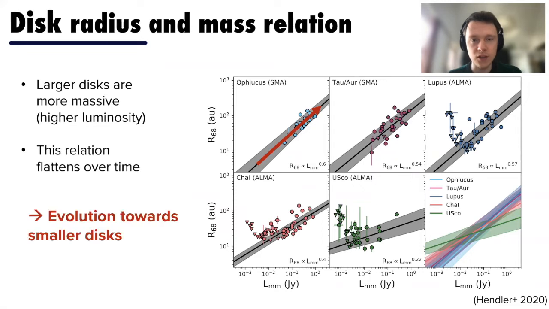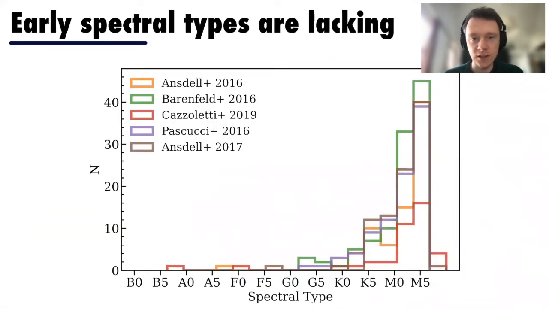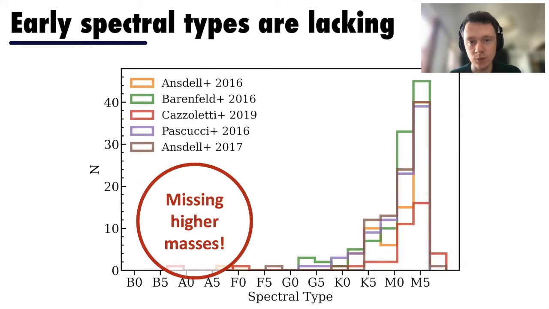One major caveat, however, is that in these population studies, early spectral types are lacking. While this is to be expected from the initial mass function, it does leave a blind spot on what happens with the disks around the more massive stars. So we would like to find out, of course.